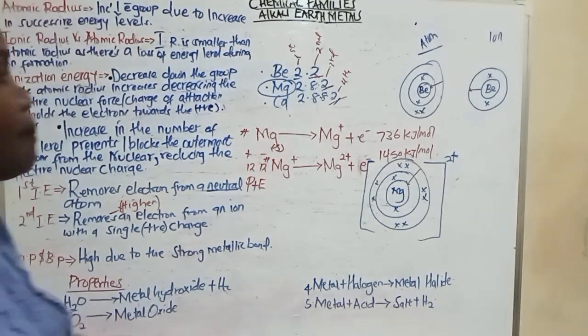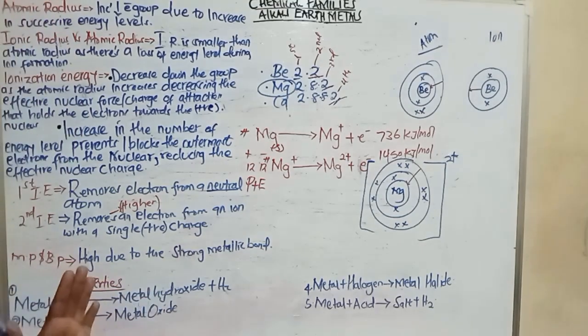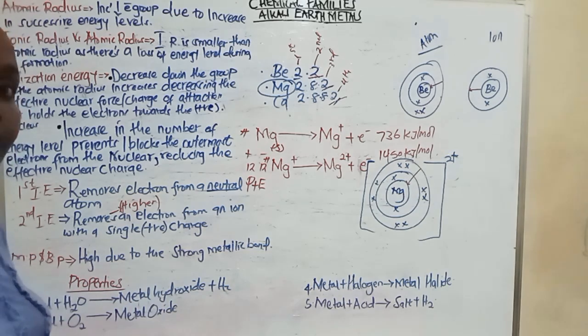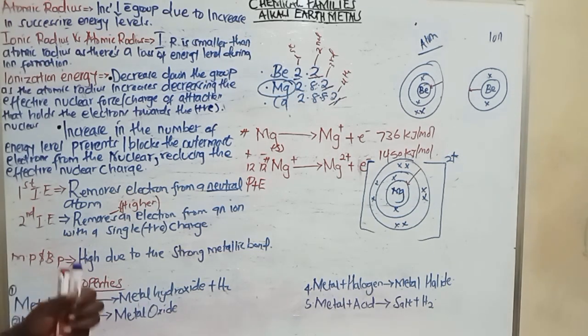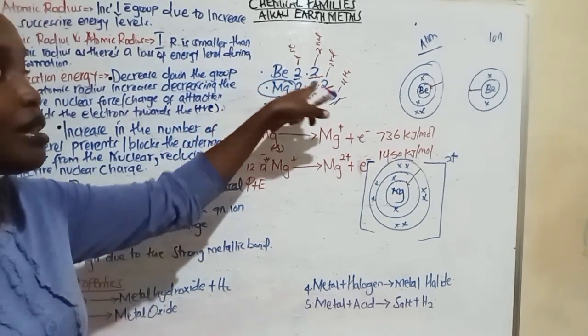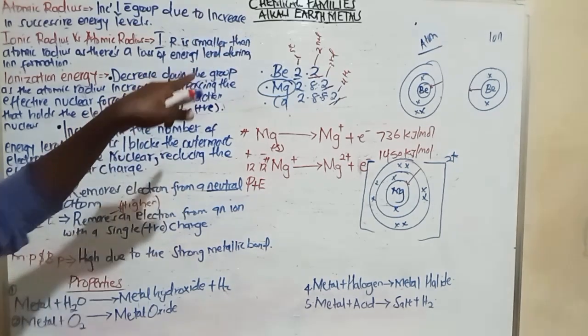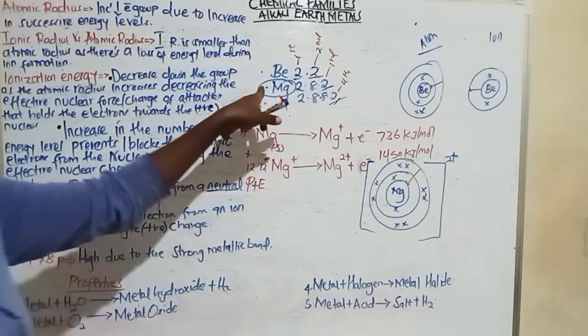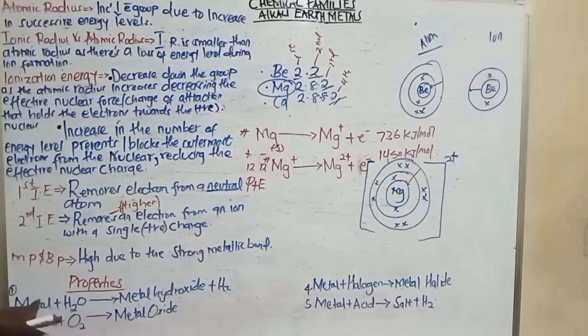So we say magnesium reacts slowly with cold water, okay? But it reacts readily with steam, okay? So that is one thing that you also need to always remember. Magnesium reacts slowly with cold water, but it reacts readily with steam. So when you react magnesium with cold water, this is a metal. We've said metal plus water, you form your metal hydroxide plus hydrogen gas.